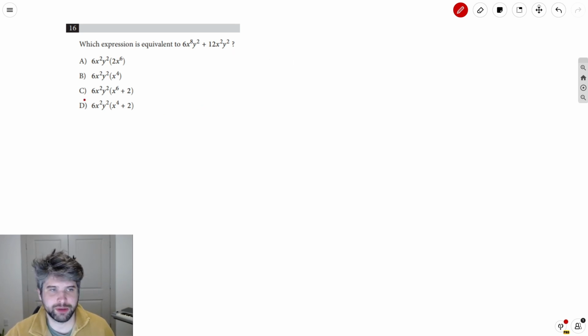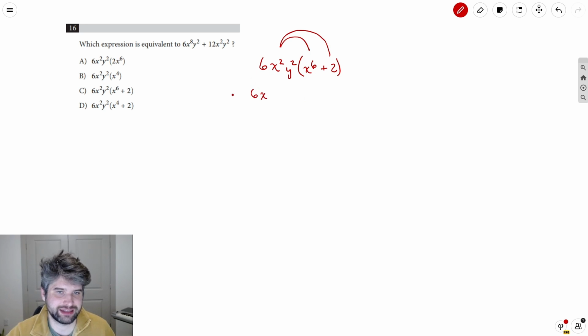So we move on. Let's multiply out answer choice C, which we already know is the answer. 6 times x squared times y squared times x to the 6th plus 2. Now that we have a plus here, we use the distributive property. So we take 6x squared y squared, multiply it with x to the 6th, plus 6x squared y squared multiplied with 2. Let's do that. So this equals 6 times x squared times y squared times x to the 6th plus 6 times x squared times y squared times 2.